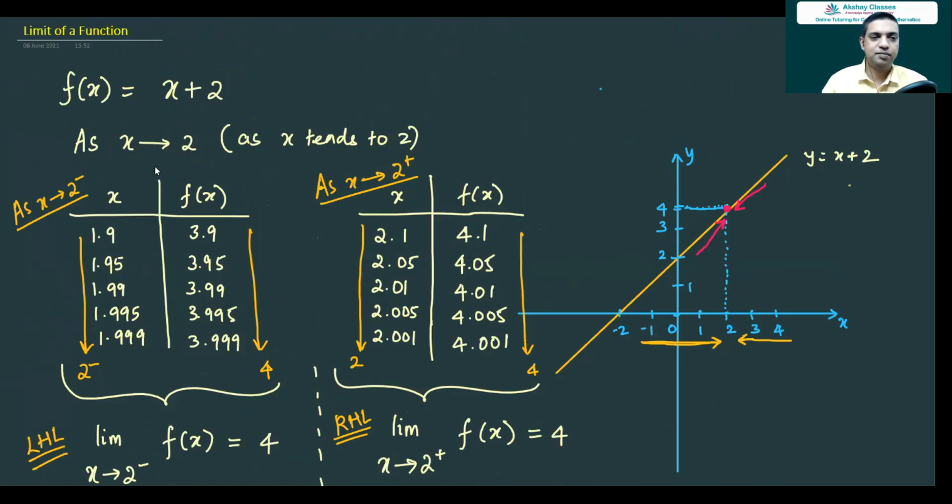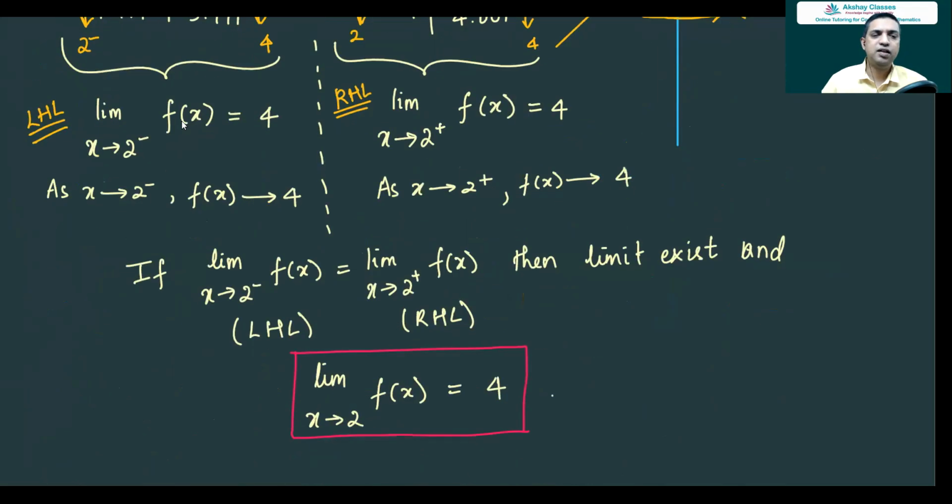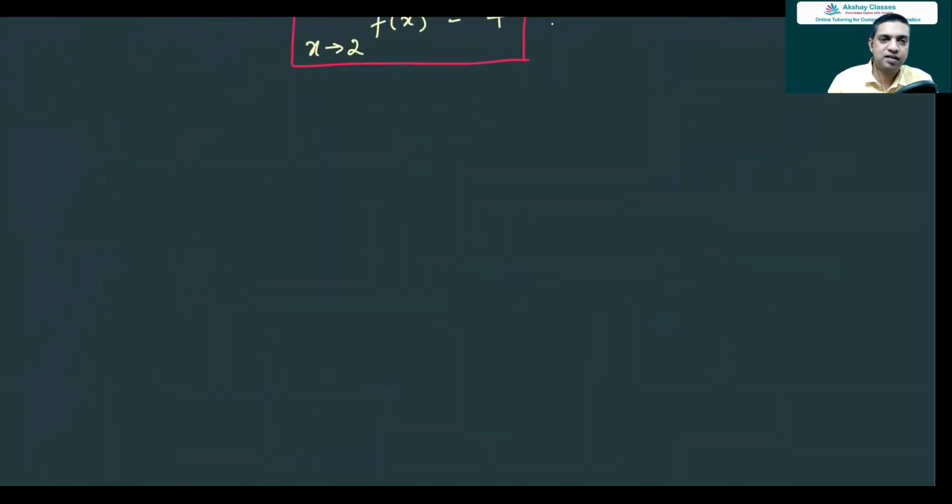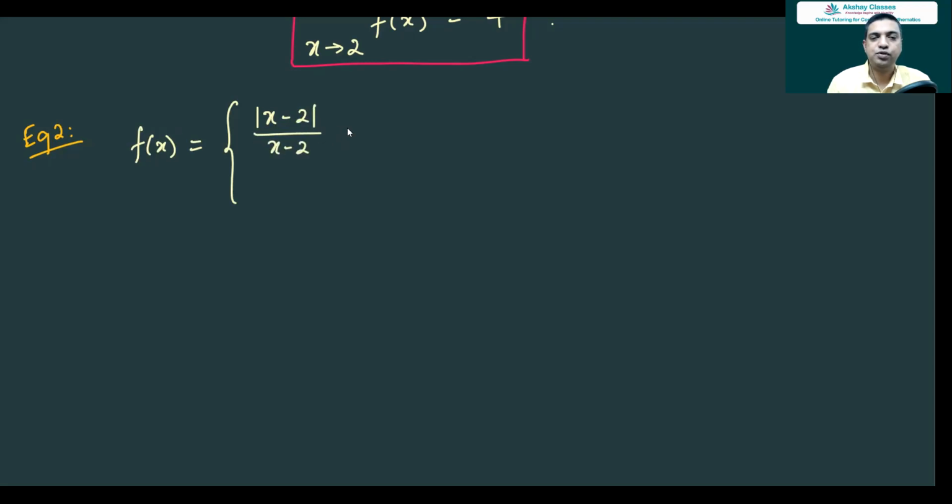Now let us take another example. This was example 1. Now let us examine this one, example 2. f of x is equal to modulus of x minus 2 upon x minus 2 if x is not equal to 2, and it is equal to 0 for x equal to 2. Now let us plot this function.